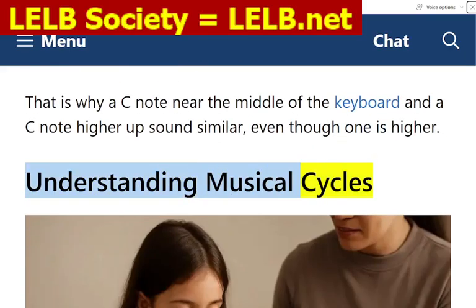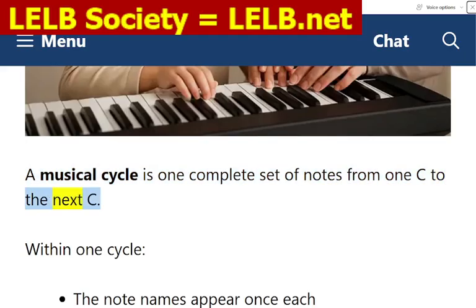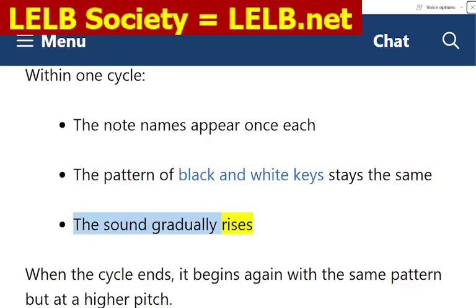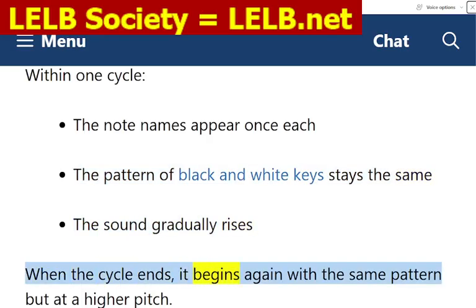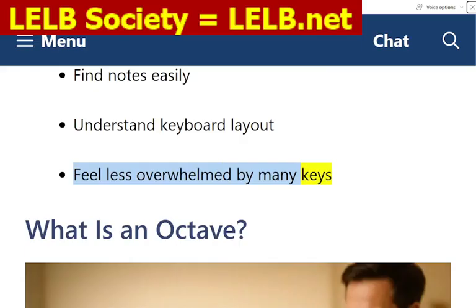Understanding musical cycles. A musical cycle is one complete set of notes from one C to the next C. Within one cycle, the note names appear once each. The pattern of black and white keys stays the same. The sound gradually rises. When the cycle ends, it begins again with the same pattern but at a higher pitch. This predictable structure helps beginners find notes easily. Understand keyboard layout. Feel less overwhelmed by many keys.